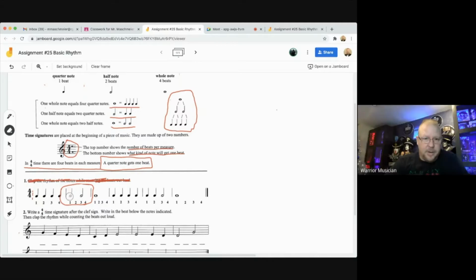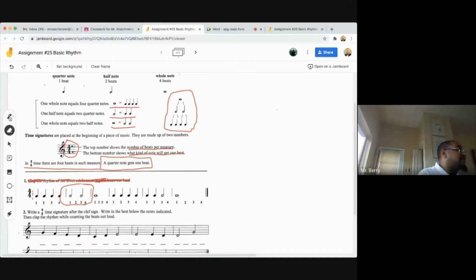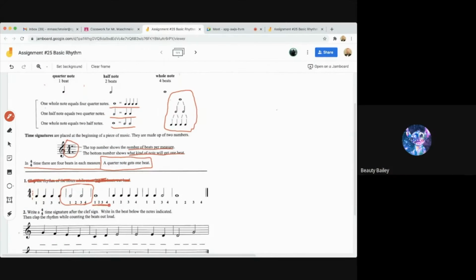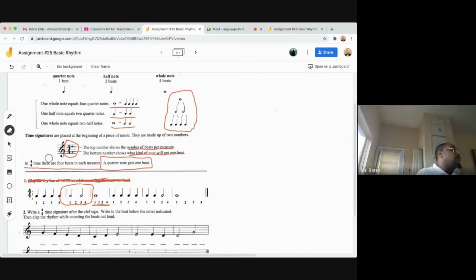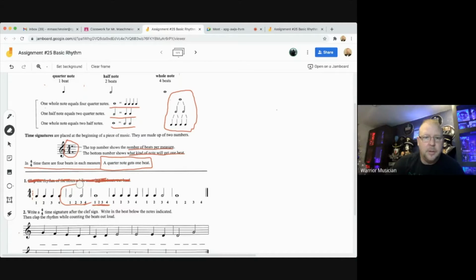Half notes. Very good. Half notes are most definitely in the second measure. What type of note is in the third measure? Whole note. A whole note. Thank you. Very good. So now I think we're understanding the concept of measure.